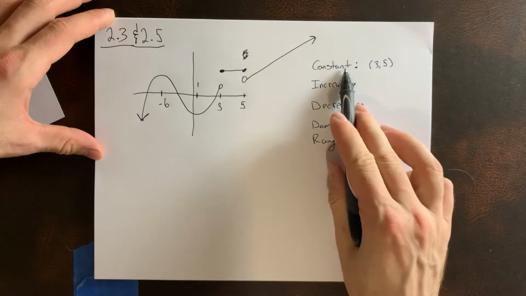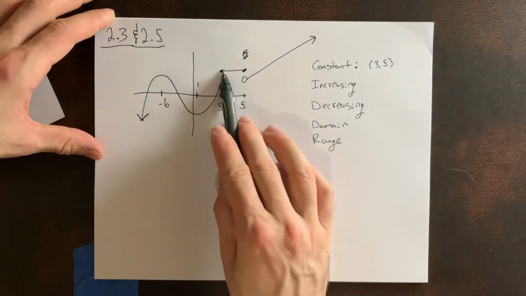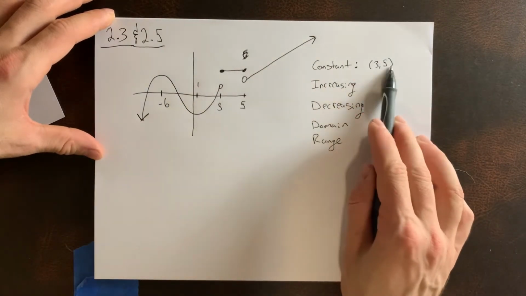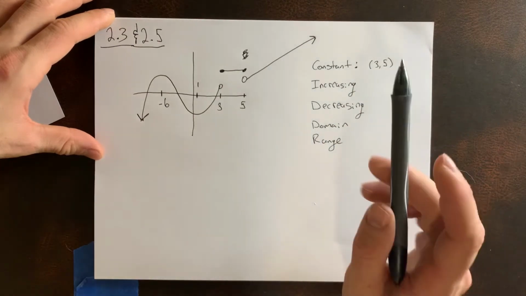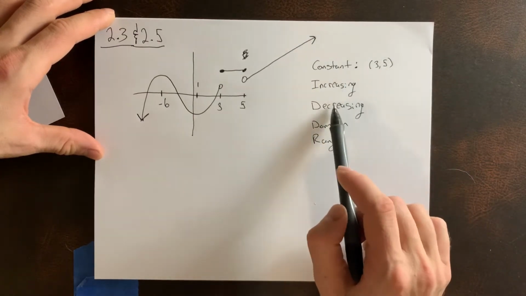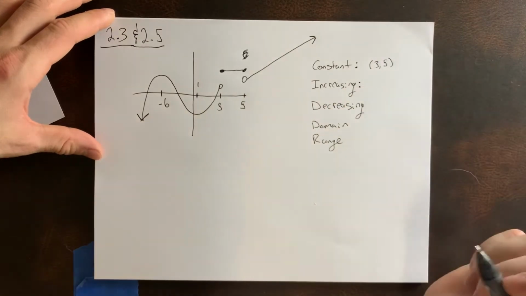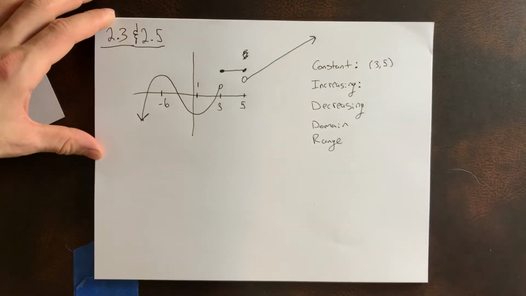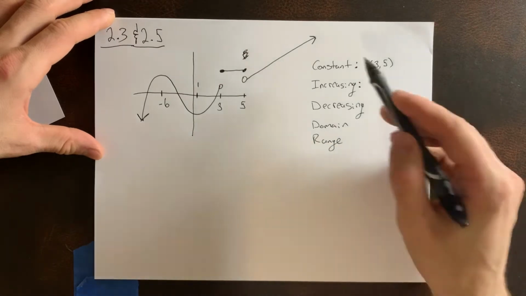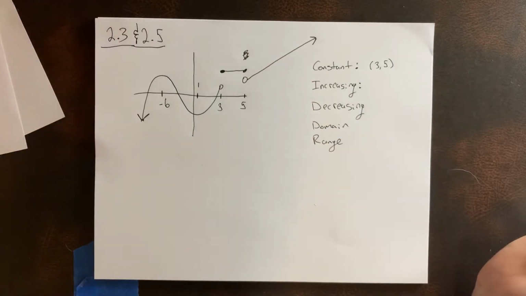And for these, you might be thinking, well, there's closed dots here. Why aren't we putting brackets instead of parentheses like we are here? Whenever you're dealing with constant, increasing, and decreasing, no matter what, it's always going to be parentheses. The only time that we're going to need brackets may come into play for the domain and range. But for these first 3, it's always going to be parentheses.